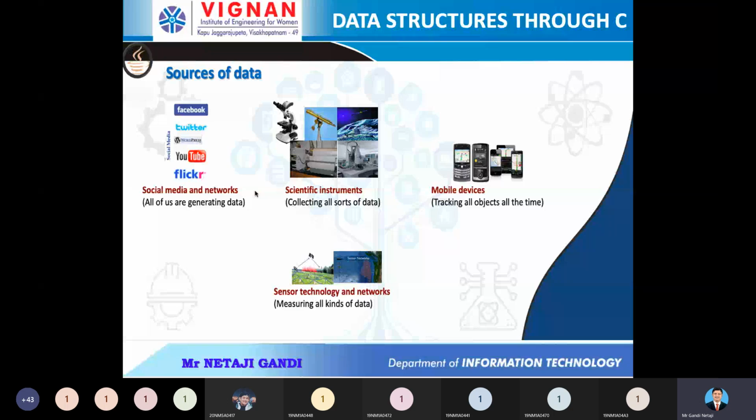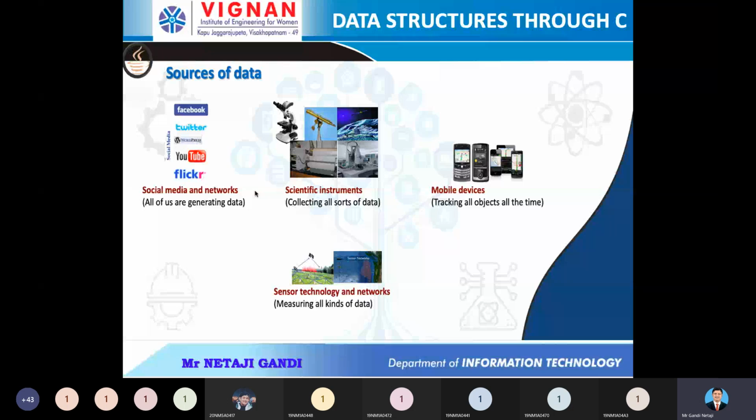Mobile data: every day, how many people use Google Maps in real time? There are a lot of sensors available, which ECE and EEE people use in IoT projects. You gather different types of IoT sensor data. How can you contain this data? So there are different sources of data available. Now, what is the data?